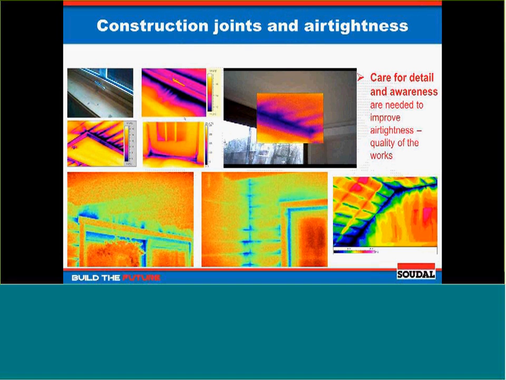Typically, in the intersection, airtightness issues occur. As you can see, these pictures probably will not surprise you. So we will have to keep on working on care for detail and try to improve awareness. You can, of course, manufacture very good and high-quality products, but in the end it has to be put into practice by workers on the construction site.